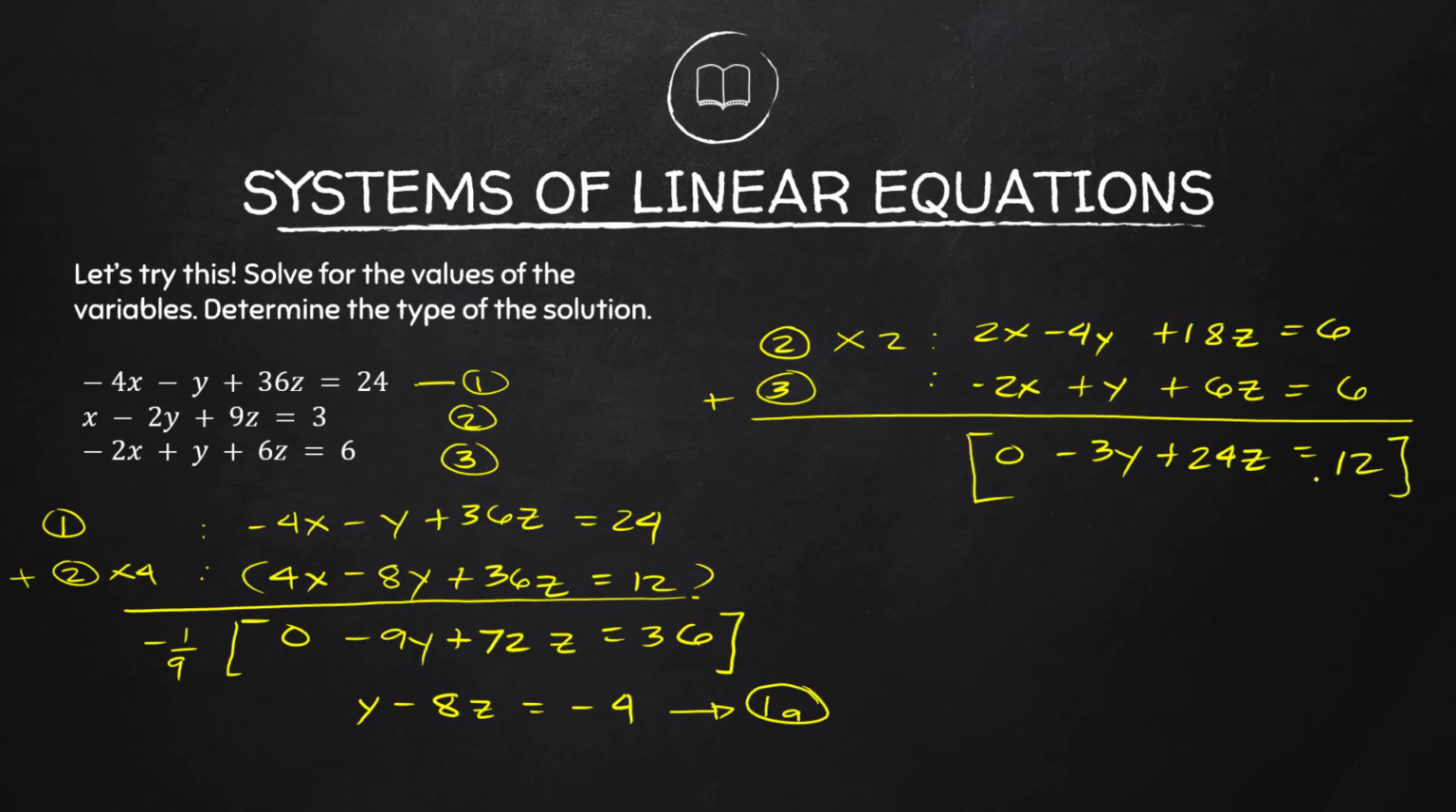These are all divisible by 3. Let's multiply it by negative 1/3. I use negatives to get rid of this negative sign here. This will become y plus 8z equal to negative 4. Let's call this equation 2 or 3a.